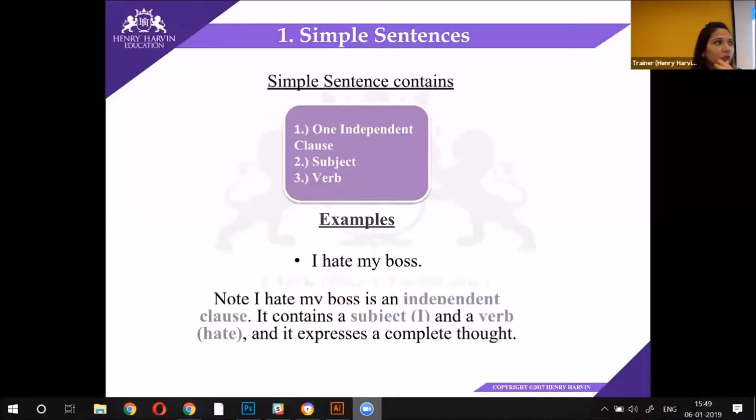The subject once. If you've already spoken about a person, again, you will not take the person's name. You will use the pronoun he or she.